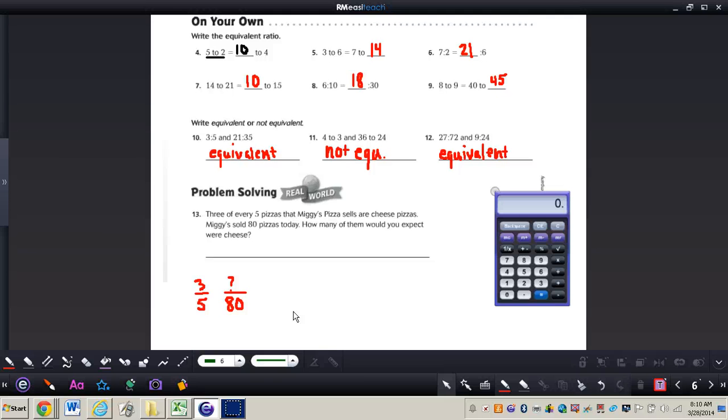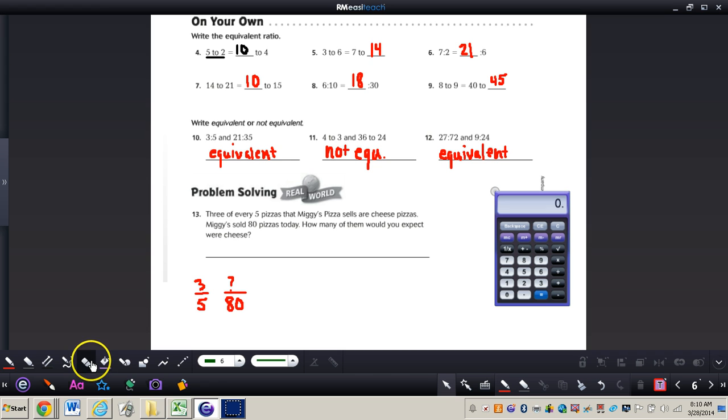Okay, let's take a look at number 13 now. It says 3 of every 5 pizzas at Miggy's Pizza sells are cheese pizzas. Miggy's sold 80 pizzas today. How many of them would you expect were cheese? Now it's important to understand that this is a part to a whole ratio, 3 to 5. So what we have here, 3 to 5 is equivalent to what over 80.